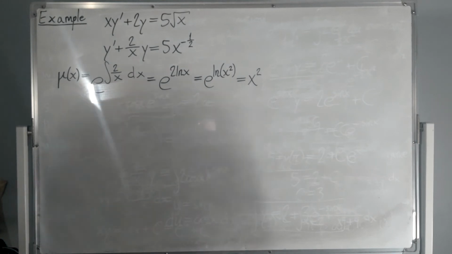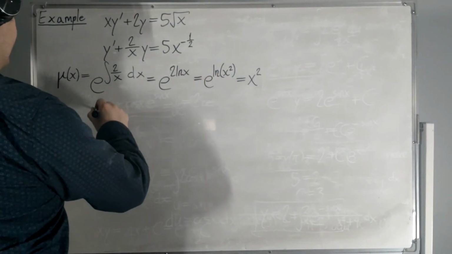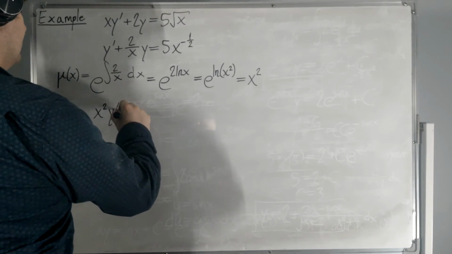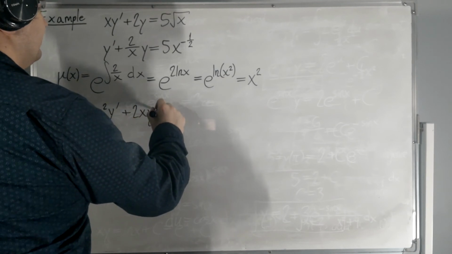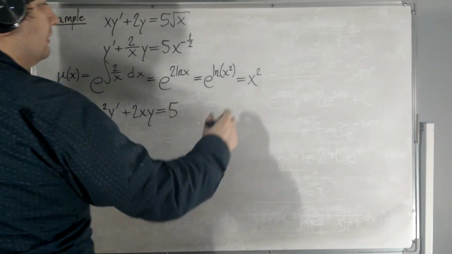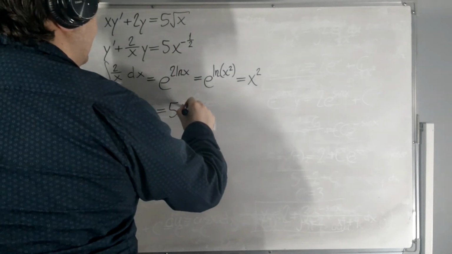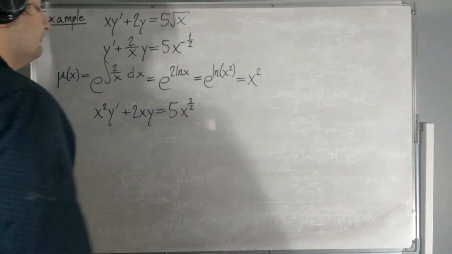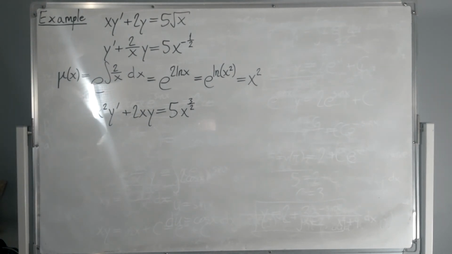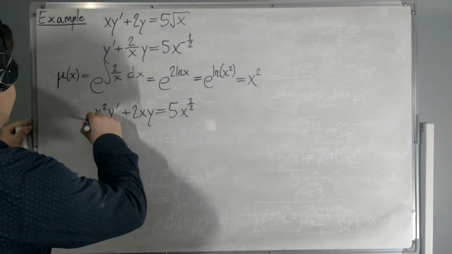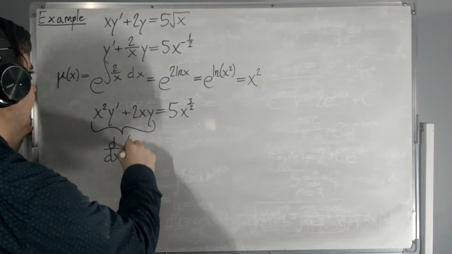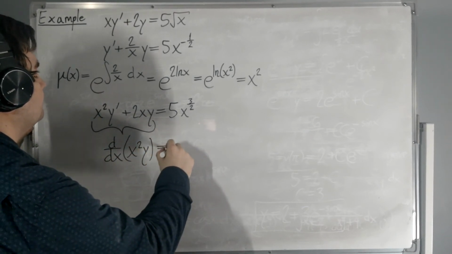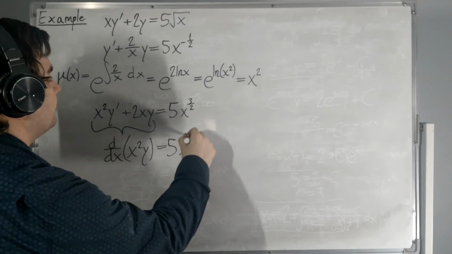All right, multiply that by the entire standard form, and what you're going to get here is x squared y prime plus x squared times 2 over x, which is just going to be 2x, y, equals 5 x squared times x to the negative 1/2, which is going to be x to the 3/2. The left side is rigged to be the derivative of the integrating factor times y, so in that case it's going to be x squared times y. And this is 5x to the 3/2.